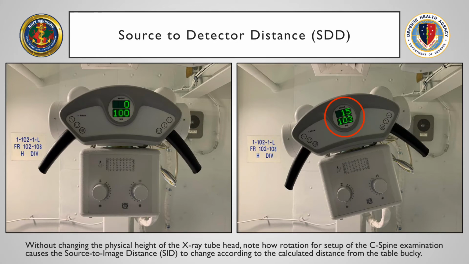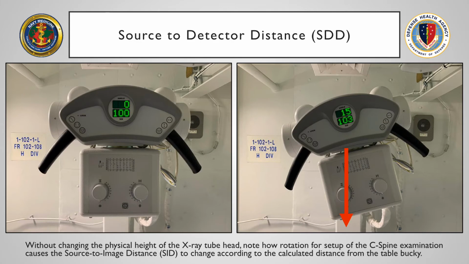Well, when we did that, it changes the SID to 103 centimeters because it automatically compensates for where it knows the table bucky should be in relation to the table bucky underneath the table. So what you need to do after that is lower the tube head perpendicular to the table so that you then correct to 100 centimeters SID.